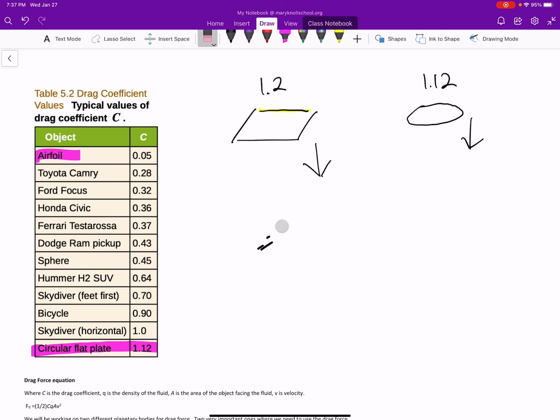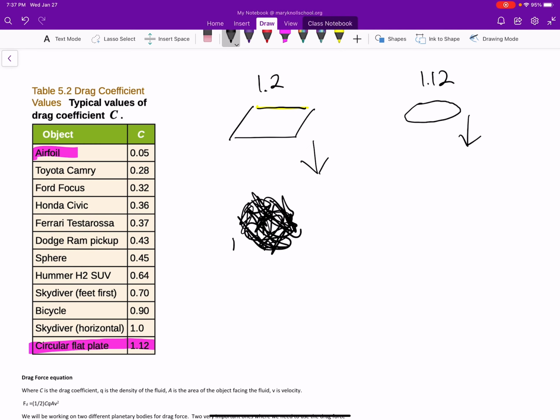Okay, and then if you were to smash this paper up, let's try to make smashed paper. Here, imagine this is a ball of smashed paper. There we go. That's the smashed paper. That's going to look more like the sphere, right? That's going to change the C value because this is all about shape. C value is all about shape.